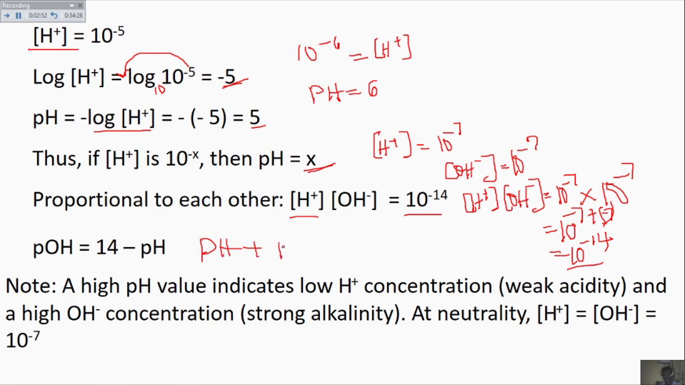And you need to know that pH plus pOH will give me 14. We still remember that when you have hydrogen plus as 10 raised to power minus 7, the pH will be 7. When I have OH minus equals 10 to the minus 7, the pOH will be 7. A high pH value indicates low hydrogen plus concentration, that is weak acidity, while a high OH concentration indicates a strong alkalinity. And I've told you about this before.